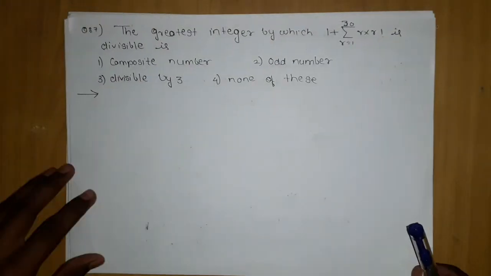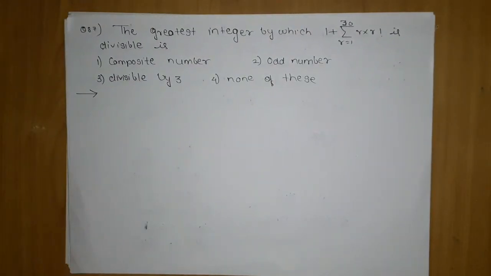Now let's move on to the next question. The next question is as follows. It says the greatest integer by which 1 plus the summation from r equals 1 to 30 of r into r factorial is divisible: first composite number, second odd number, third divisible by 3, fourth none of these.